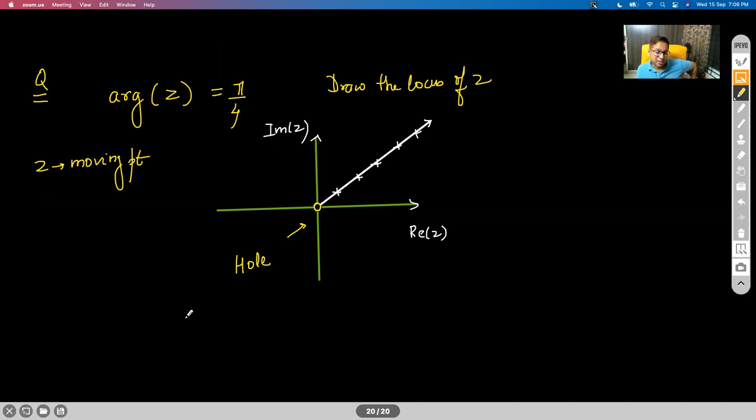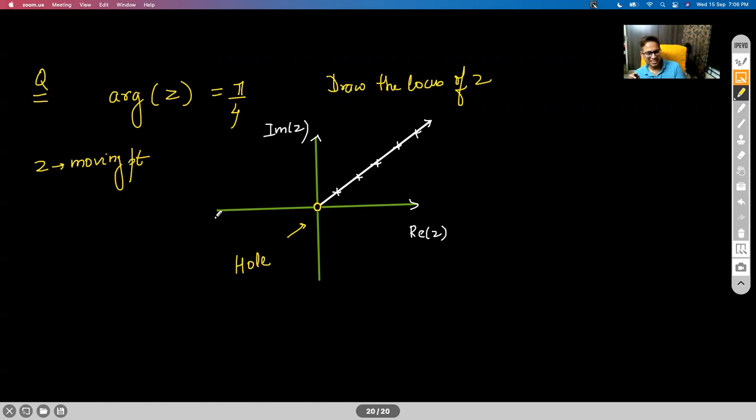Right? Why do you have to show that hole? Because Z cannot become origin, because origin has undefined argument. You can't say that even that origin is a part of your locus diagram. Then you are fundamentally incorrect. Then you are saying argument of origin is pi by 4. But the reality is argument of origin is undefined. So here you have to put a hole.